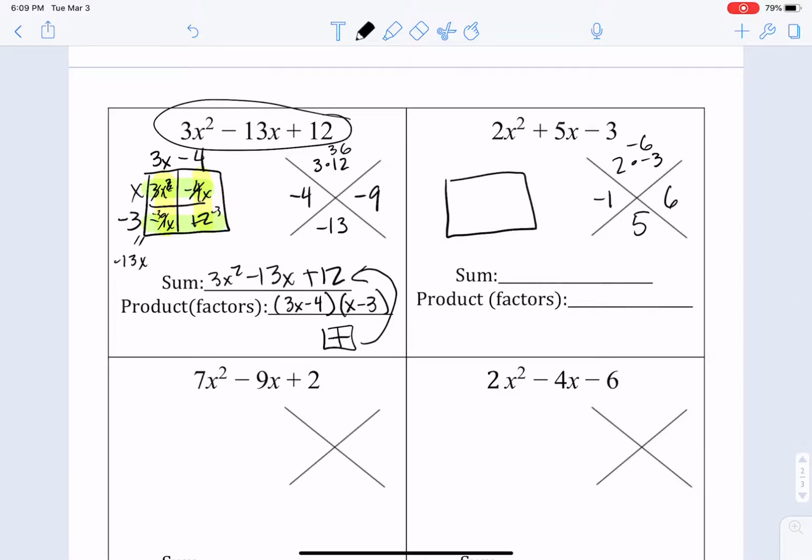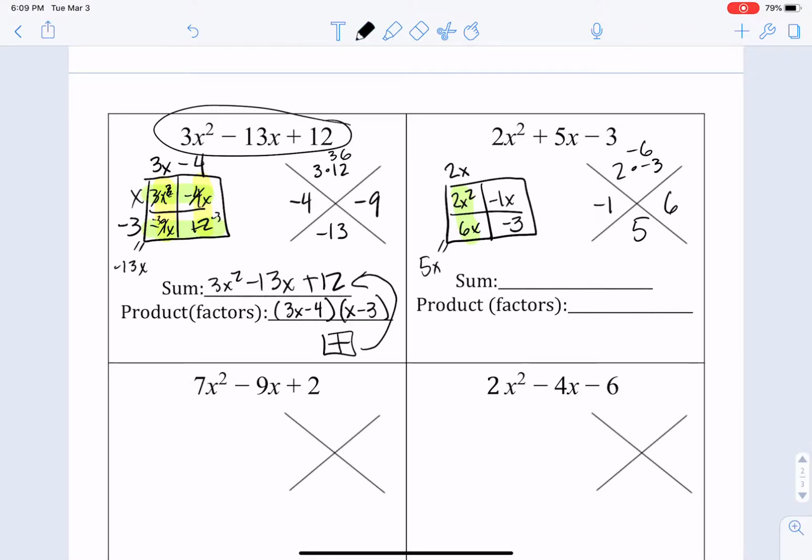Okay, now to our area model. We know our first term will be 2x squared. We know our last term is going to be negative 3. And we know we're going to have negative 1x here and 6x here, which give me my total of 5x when I combine like terms, which is my goal. And now I'm looking for common factors again. In this column here, we could take out a 2x. Then if we look at common factors over here, we could pull out just a negative 1. That's the only common factor they share.